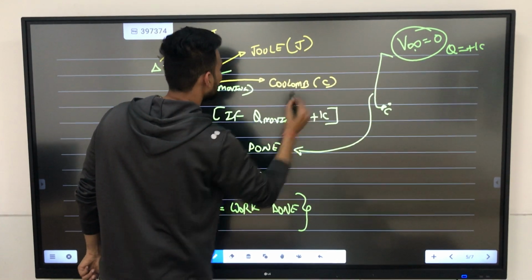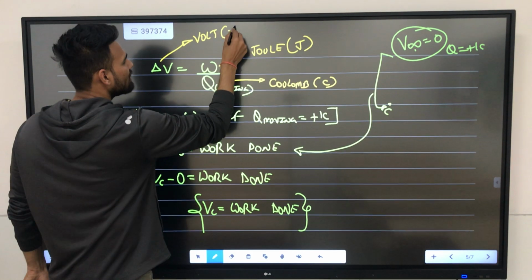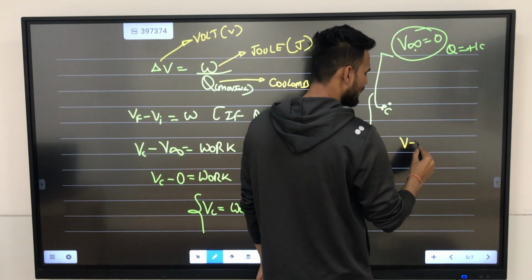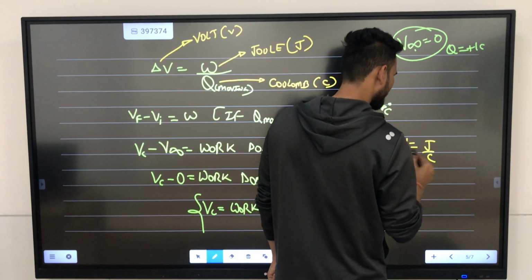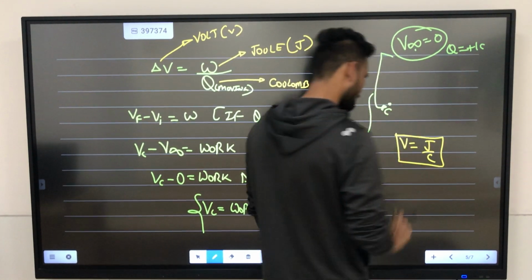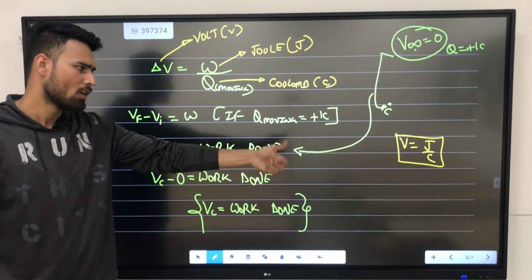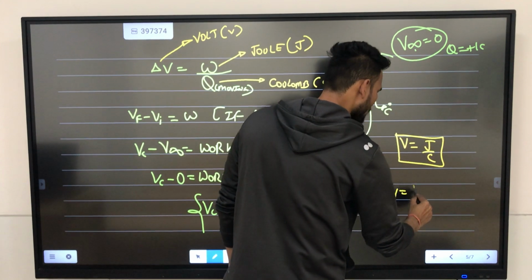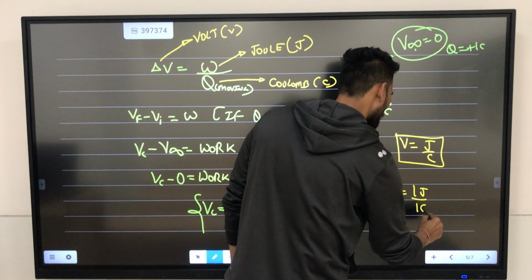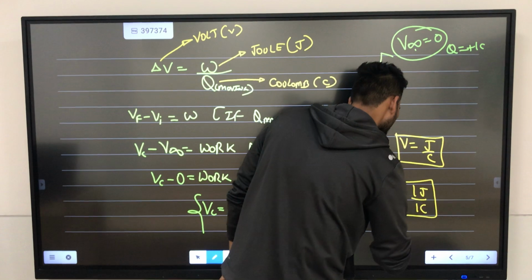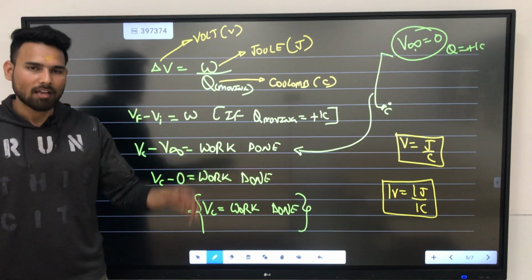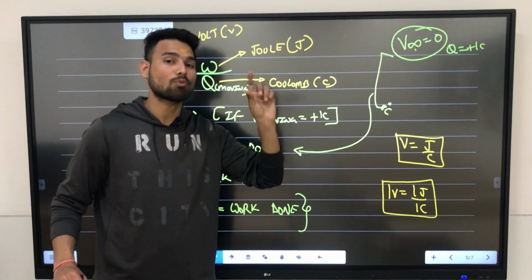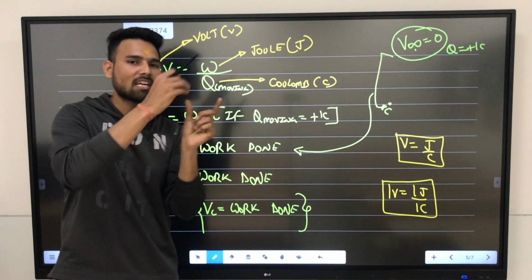So the volt is represented by V. So we can say from over here that V is equal to J by C, that is, volt is equal to joule per coulomb. So how we can define 1 volt? We can define 1 volt as 1 joule per 1 coulomb. Now what does it mean? If I have to define a potential difference of 1 volt, it means the difference between 2 points.